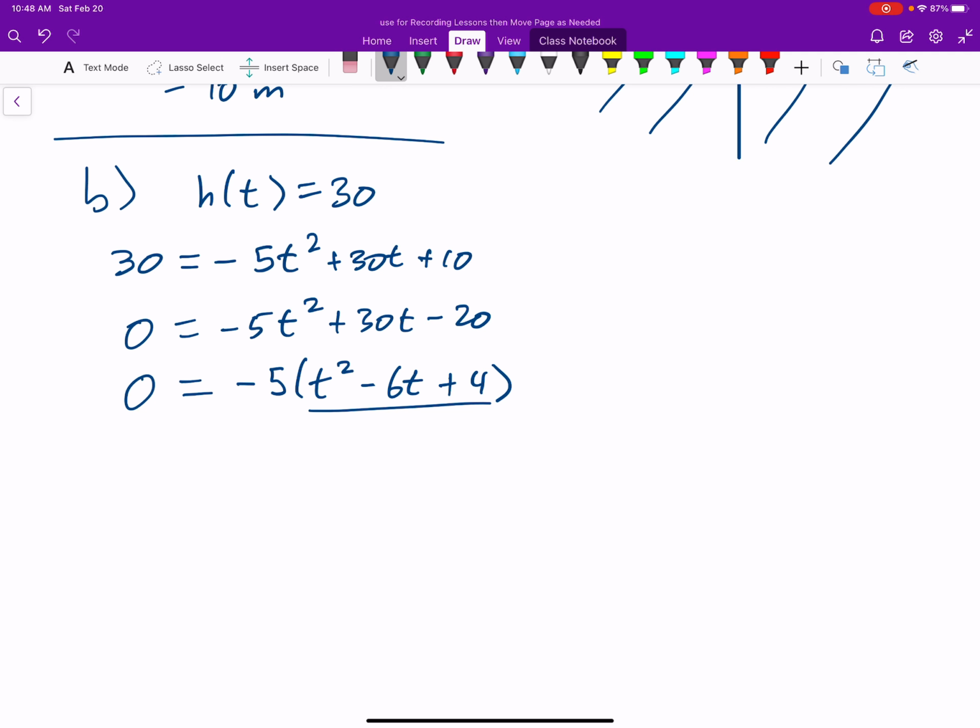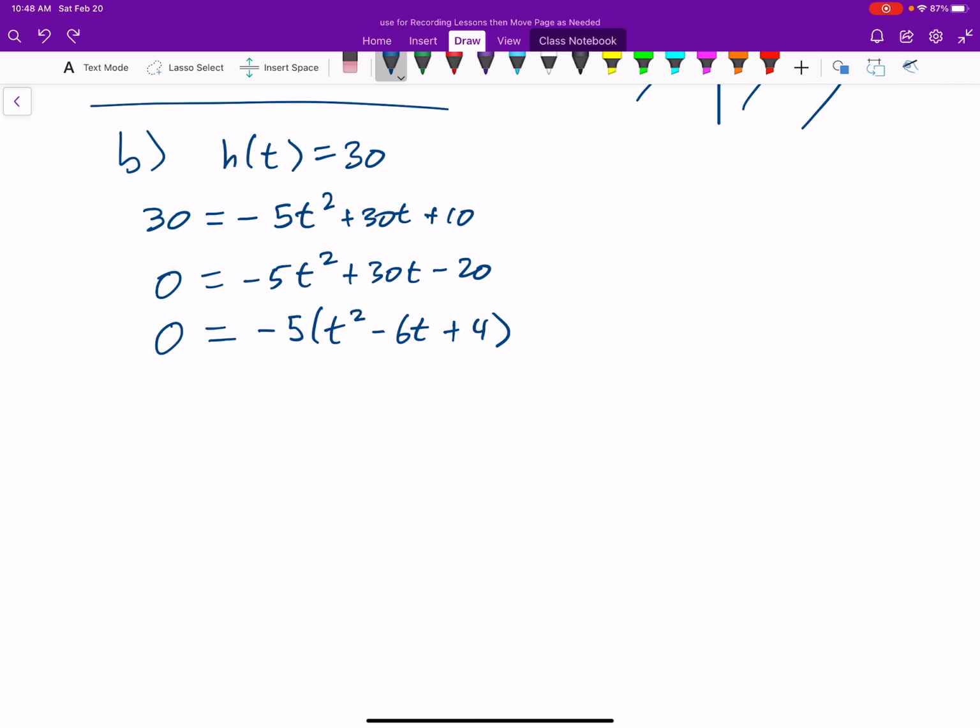I can't think of any numbers that multiply to give 4 and add to give negative 6. So that means I have to rely on another way of solving it, and that would be the quadratic formula in this case. So t is equal to negative b plus or minus the square root of b squared minus 4ac, all over 2a.